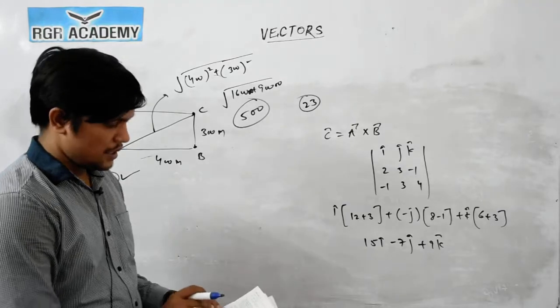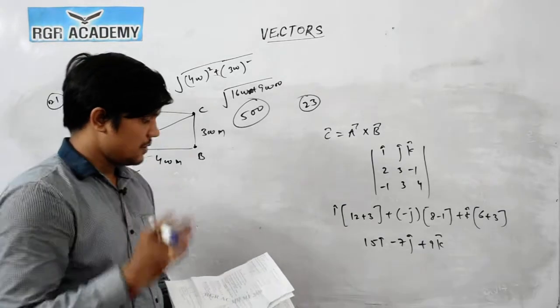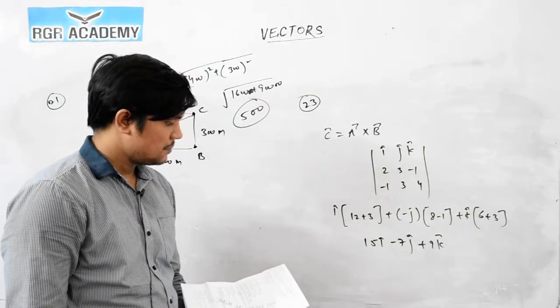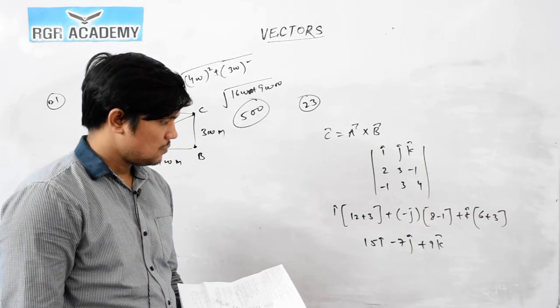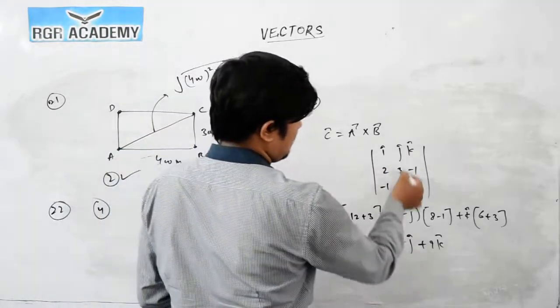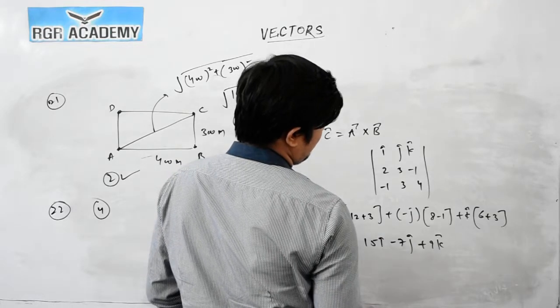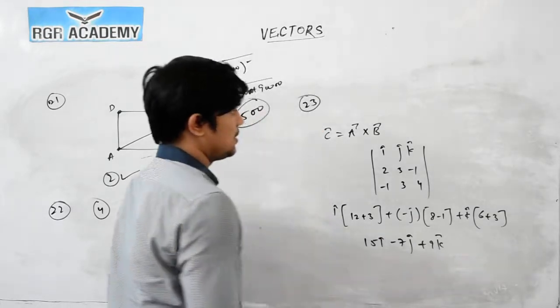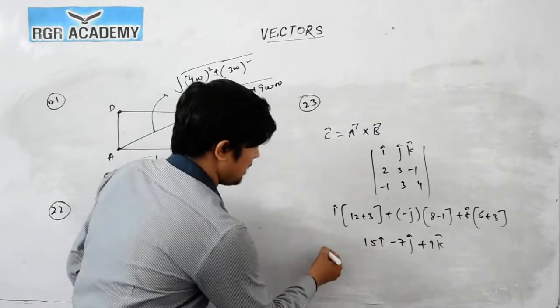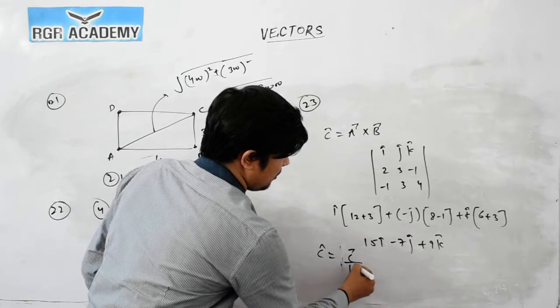But what they have given, and this one will be how much? This and this, 8, minus minus plus, and again minus. So this we are getting. So C cap will be equal to vector C divided by the magnitude of vector C.